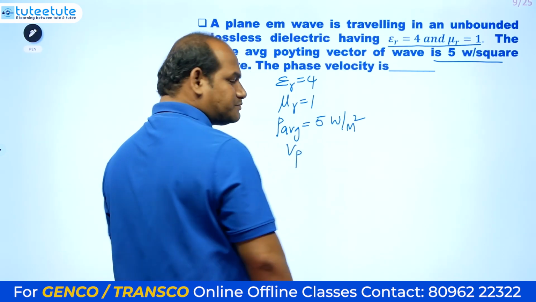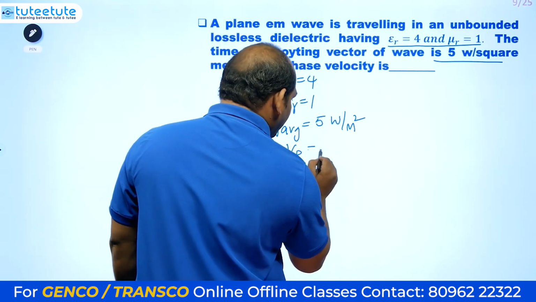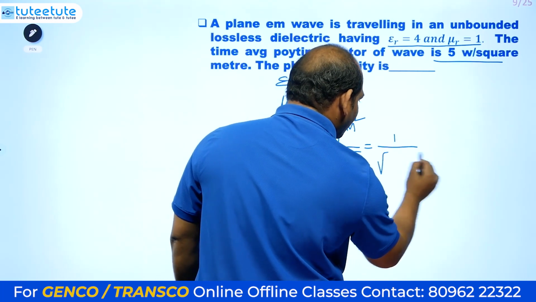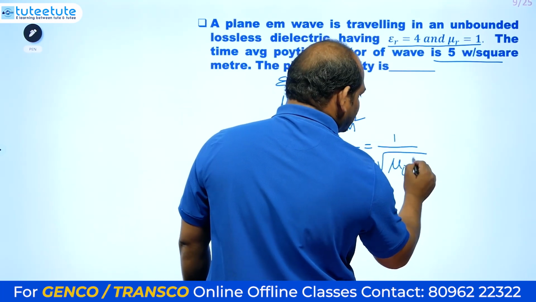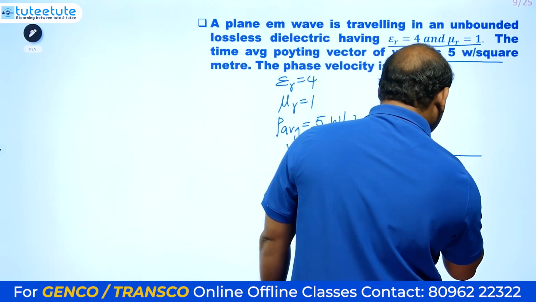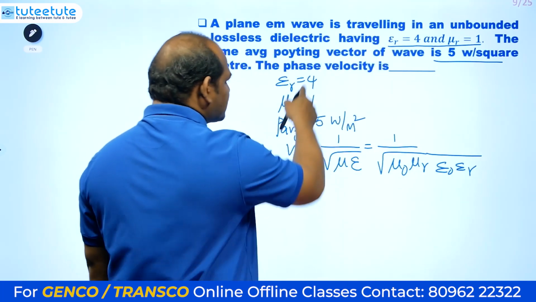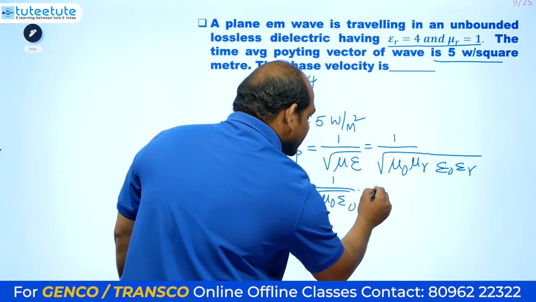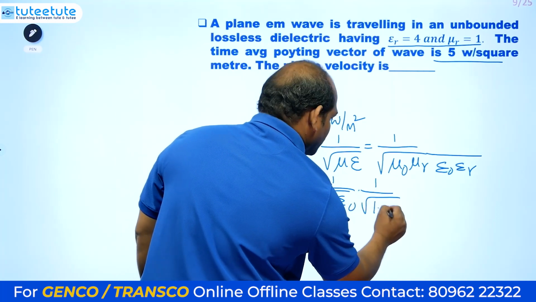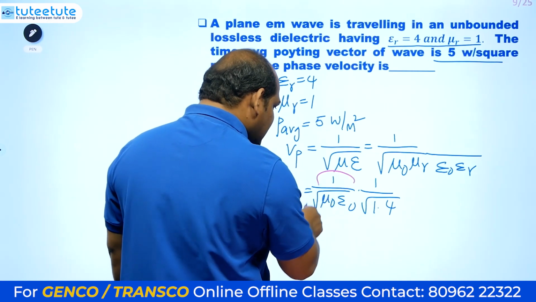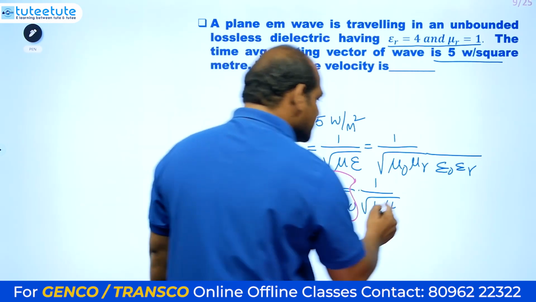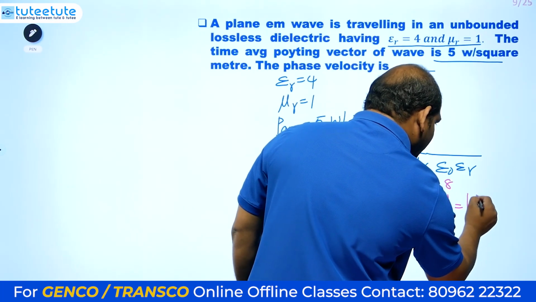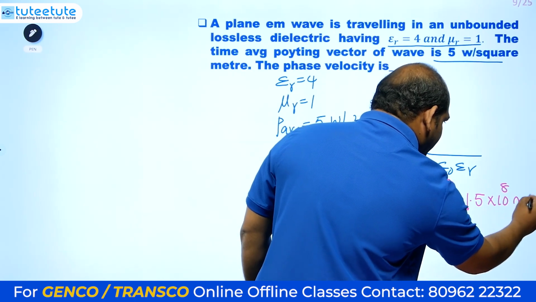It is also a simple thing. Phase velocity is given by 1 by root of mu epsilon. Mu can be written as mu naught mu r and epsilon can be written as epsilon naught epsilon r. By substituting these values, we get 1 by root of mu naught epsilon naught multiplied by 1 by square root of 1 into 4. This part is exactly the light velocity, so it is 3 into 10 power 8 by 2, which is equal to 1.5 into 10 power 8 meters per second.